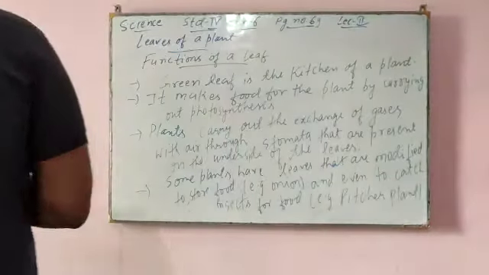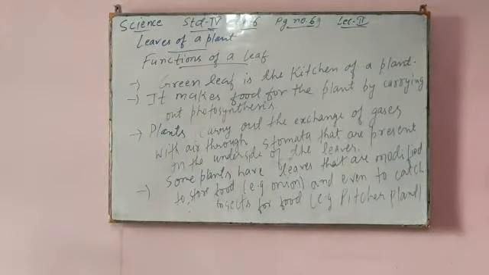Again I am explaining. The green leaf is known as the kitchen of a plant. Without green leaves, food will not be prepared for the plant. And it makes food for the plant by carrying out photosynthesis. What is photosynthesis? The process by which green leaves use light to convert carbon dioxide and water into food. That is known as photosynthesis.